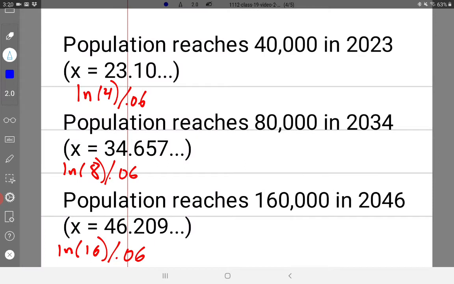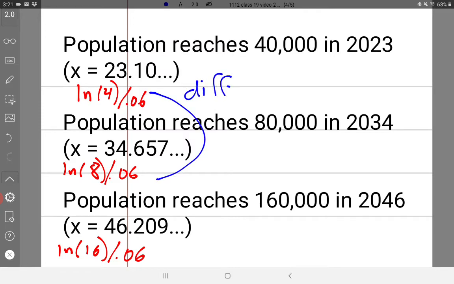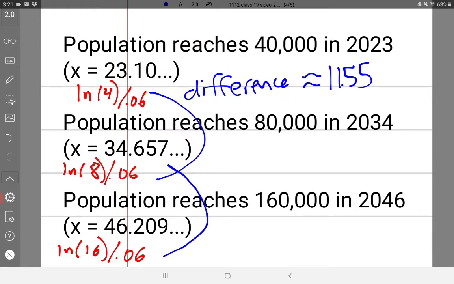So I want to make a comment about these values. I didn't arbitrarily pick 40, 80, and 160. You may notice that these are double each other. I kept multiplying by 2 because I'm showing you that there's a pattern. There's something specific happening here. Because the difference between these values here, the 23.1 and the 34.6, or more specifically, I wrote out the natural log exact expressions that they came from. The difference between those, if you subtract those exact values, you get a difference of around 11.55. And in fact, if you do the same thing down here with the 80,000 number and the 160,000 number, you get exactly the same difference, and that's not a coincidence.